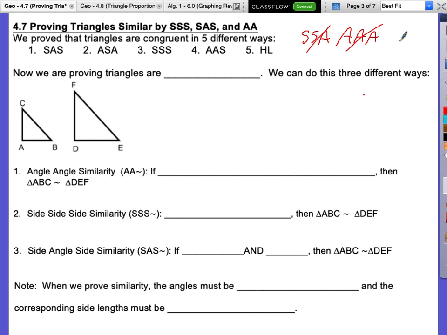So now we are proving that triangles are similar. For congruent, we had the symbol that was an equal sign with a tilde on top of it. Similar, what was our symbol for that? Does anybody remember? It was just a squiggly line. Just the tilde. Don't forget the tilde.